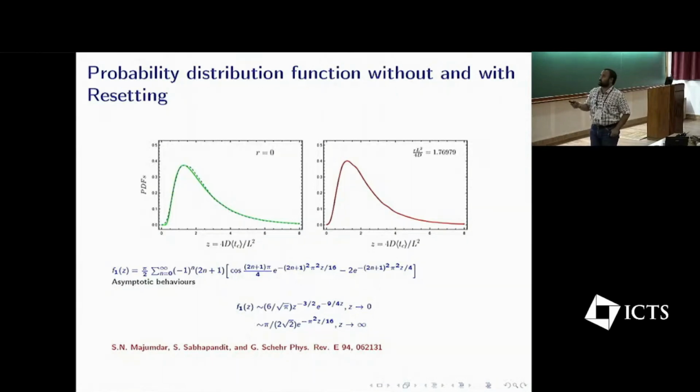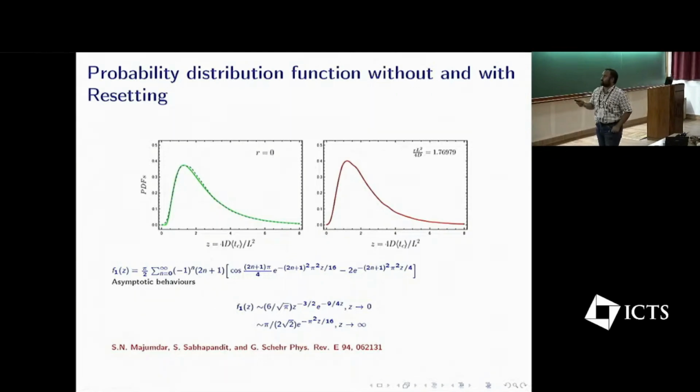So we get the probability distribution function with and without resetting. This analytical expression comes from this paper, and it matches the computational results. The dashed results show the computational ones, and this green one is this expression. This is the distribution after applying the resetting rate.